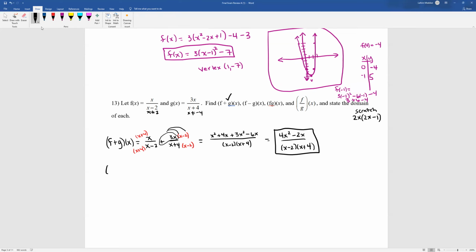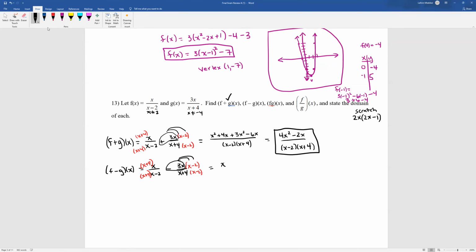So let's now do f minus g. F minus g of x is going to work very similarly, except we're going to have a minus sign in between our two functions. That is going to matter when we go to do the distributive property in just a second. But essentially the same steps because we do need that common denominator. So be really careful right here. That's a negative 3x when we distribute it.